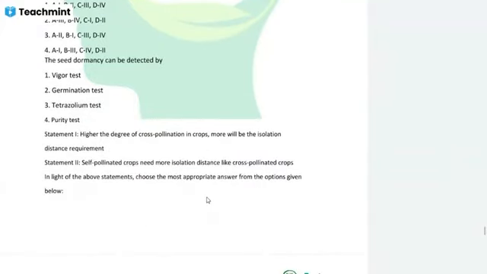Next is regarding seed dormancy. Seed dormancy is one such important topic in seed technology which you need to read, because every year they will definitely ask you one or other things regarding seed dormancy. So before going into the detection, what do you understand by seed dormancy?